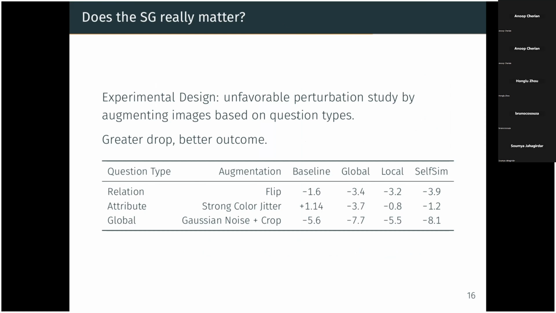We try to make an unfavorable perturbation, like flipping the image when the question is about relation. And you saw that a greater drop is better, because we are perturbing the image a lot. And you saw that our model pays more attention to the scene graph, while the baseline probably has another source of information, probably the question and the answer distribution, because sometimes it even improves the results, which is strange.